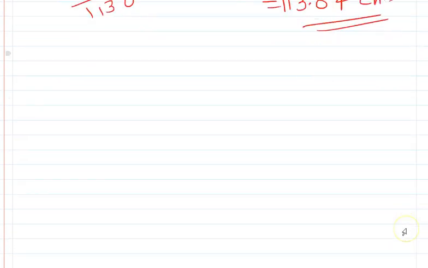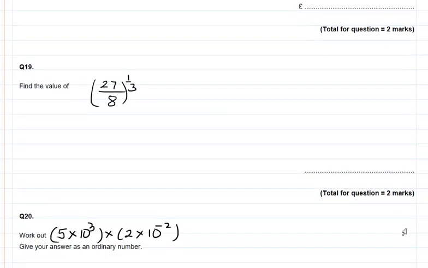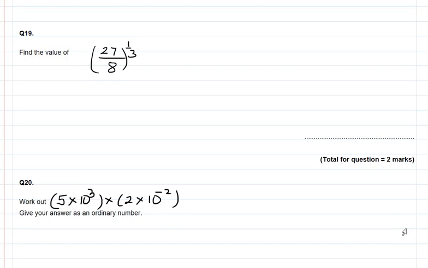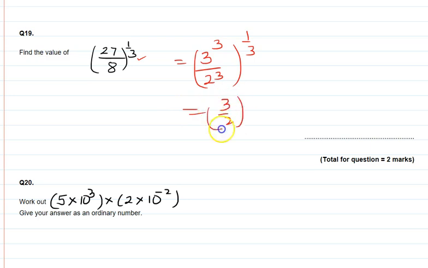Okay, next question. If you see here, find the value of 27 over 8 to the power 1 by 3. So basically here is power 3. So we need 27 to be some power of 3, and 8 to be some power of 2. So 27 we can write as 3 to the power 3 and 8 as 2 to the power 3, and the 1 by 3 is already there. Now their combined power 3 we can write as 3 by 2 to the power 3, and 1 by 3 is already there. So this 3 is cancelled. So the answer is 3 over 2.